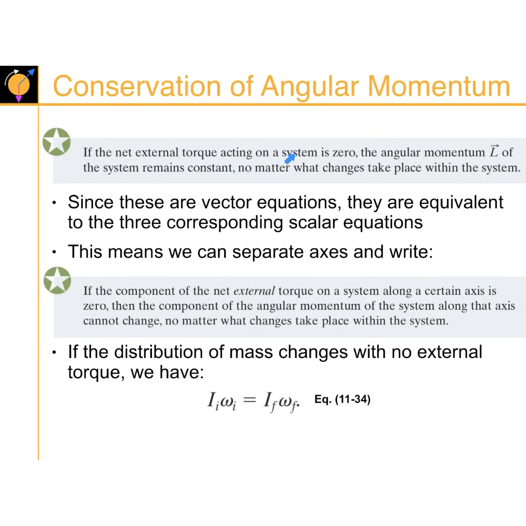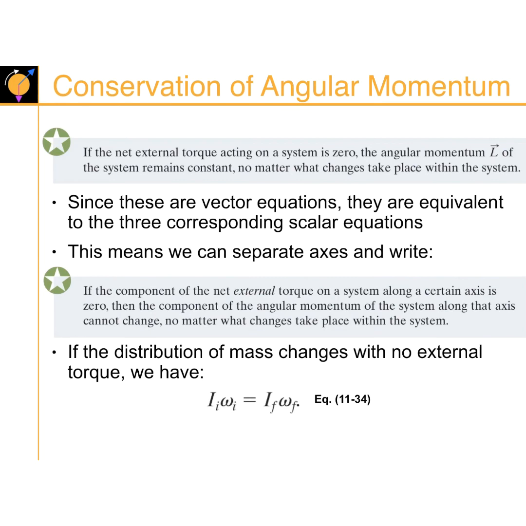If the net external torque acting on the system is 0, the angular momentum of the system remains constant no matter what changes take place inside the system. And we can do that for each separate axis, right? But we're just going to look around one axis for now. So the angular momentum at the beginning will be equal to the angular momentum at the end, and we can use this to solve some basic conservation of angular momentum problems.